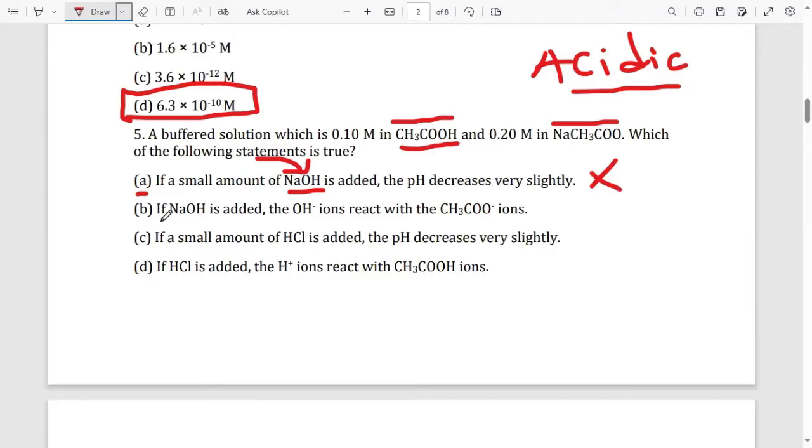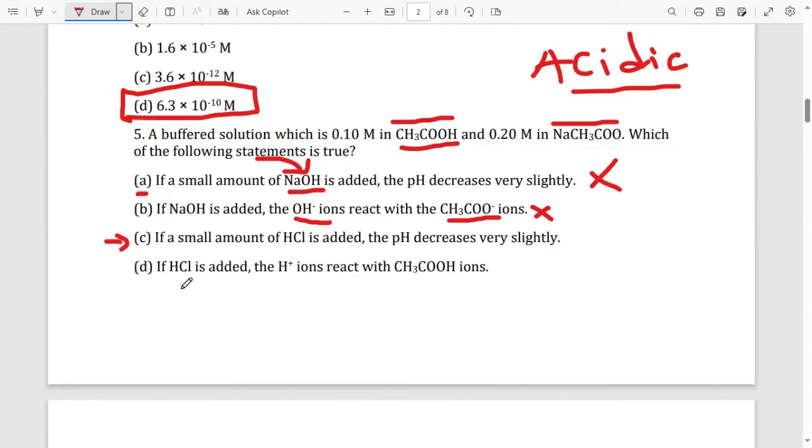And then B, they're saying if sodium hydroxide is added, the hydroxide ions will react with these ions here. Now look, this is a negatively charged ion, and even this one here is negatively charged. So they can't react. It doesn't make sense. For a reaction to happen, you need a positive charge and a negative charge. So even this one here is wrong. And then the correct answer here is C. But I'll come back to this. Okay, let's look at D.